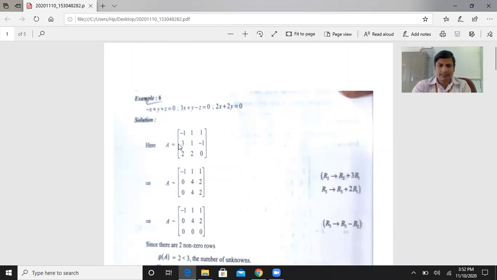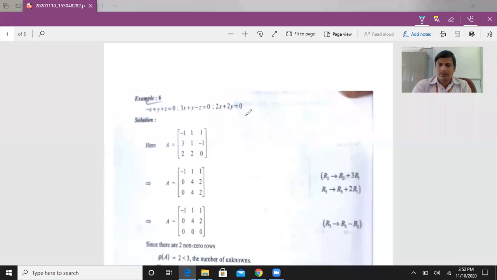First, take A as the matrix of coefficients of x, y and z. The first row is minus 1, 1, 1. After that, 3, 1, minus 1. Then the third equation, 2x plus 2y, so the coefficients are 2, 2, and 0 for z. Next comes the operation, reducing the rows and finding the echelon form.